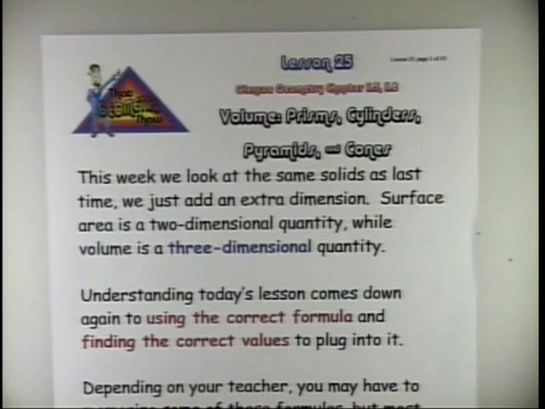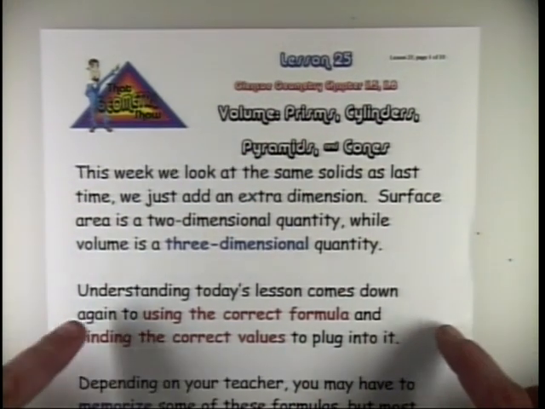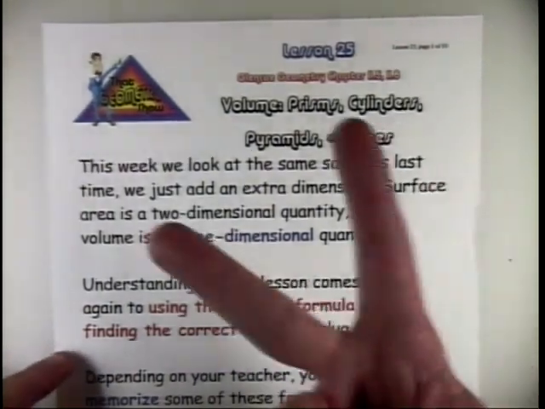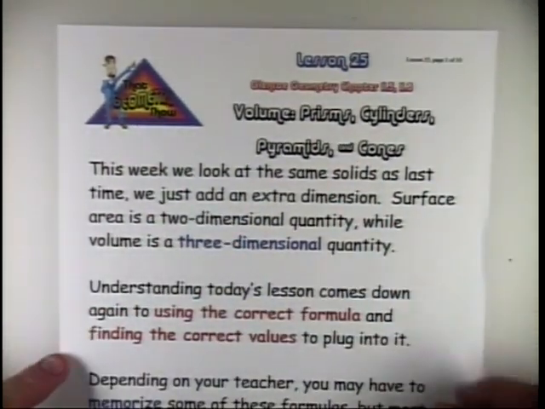Today is lesson 25, and if you're following along in your textbook, it's chapter 11.5 and 11.6. We're talking about volume today of prisms, cylinders, pyramids, and cones. And again, it's the same thing we looked at last week, except this week we're looking at volume, a three-dimensional quantity, as opposed to last week when we talked about two dimensions with surface area.